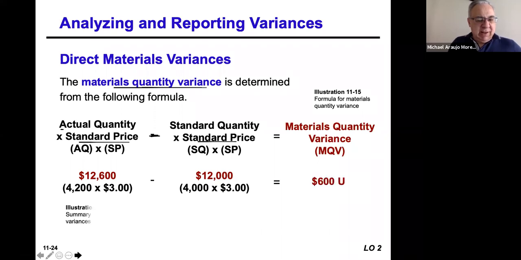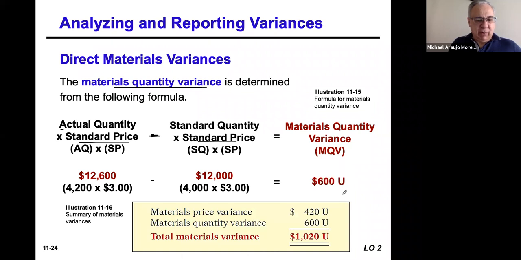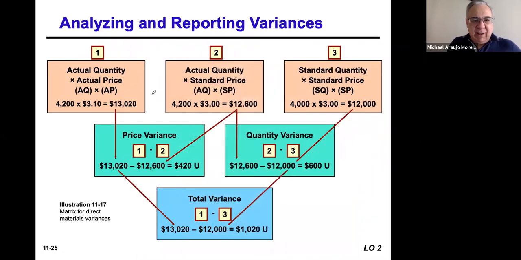So as you see here, the $600 unfavorable is really a lot more on the use of the material than the price. I mean, the price certainly was off, but clearly the quantity variance is higher. So we used more materials than the standard. Most of the variance is the quantity variance, not the price variance. 60% of the variance is quantity related. And this is how these things are analyzed.